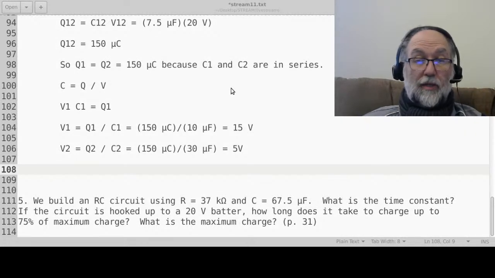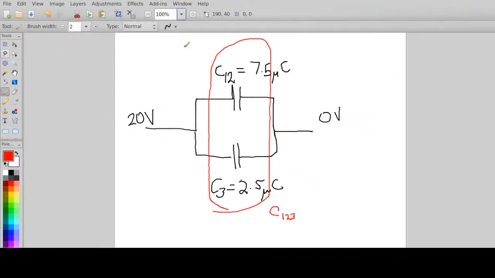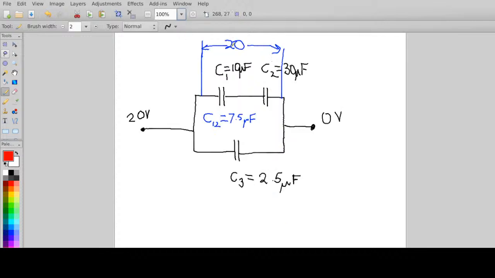Let's put this in the diagram, and I'll also make a little chart at the end to show you how that works. Let me just clean this up a little bit. All right, so you can see there that across C1 and C2 you have 20 volts, the full voltage. And we just found that across C1 we found 15 volts, and across C2 we found 5 volts. As a check, those had better add up.